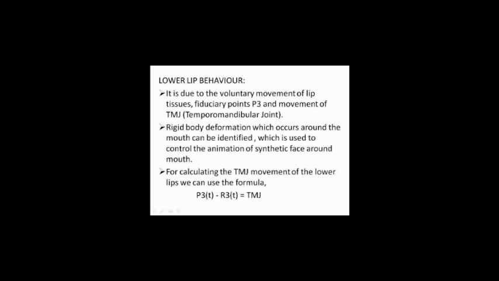For calculating the TMJ of the lower lip, we use the formula P3(t) minus R3(t) is equal to TMJ. P3(t) is the fiduciary point P3, and R3(t) is the rest position. If we subtract both, we can find the TMJ value. To calculate the distance between P3 and the TMJ center, we use this formula. P3 is the fiduciary point and TMJ is the temporomandibular joint.